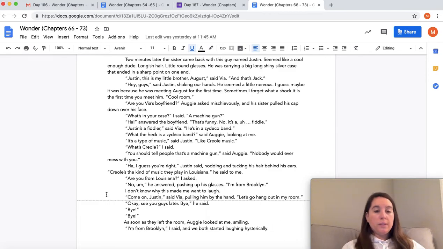Cool room. Are you Via's boyfriend? Augie said mischievously, and his sister pulled his cap down over his face. What's in your case? I said. A machine gun? Huh, answered the boyfriend. That's funny. No, it's a fiddle. Justin's a fiddler, said Via. He's in a Zydeco band. What the heck is a Zydeco band? Said Augie, looking at me. It's a type of music, said Justin, like Creole music.